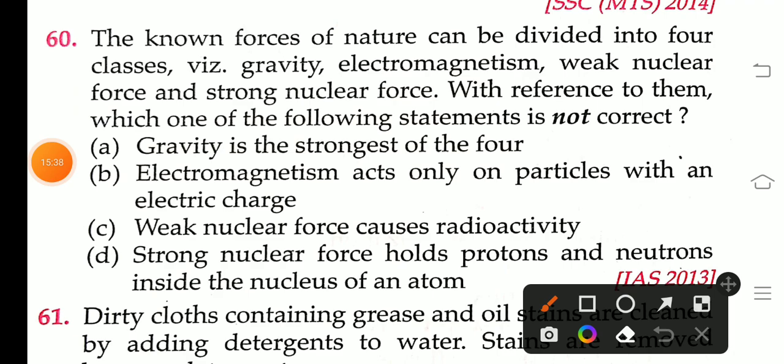The known forces of nature can be divided into four classes, that is gravity, electromagnetism, weak nuclear force and strong nuclear force. With reference to them, which one of the following statements is not correct? Gravity is the strongest of the four.